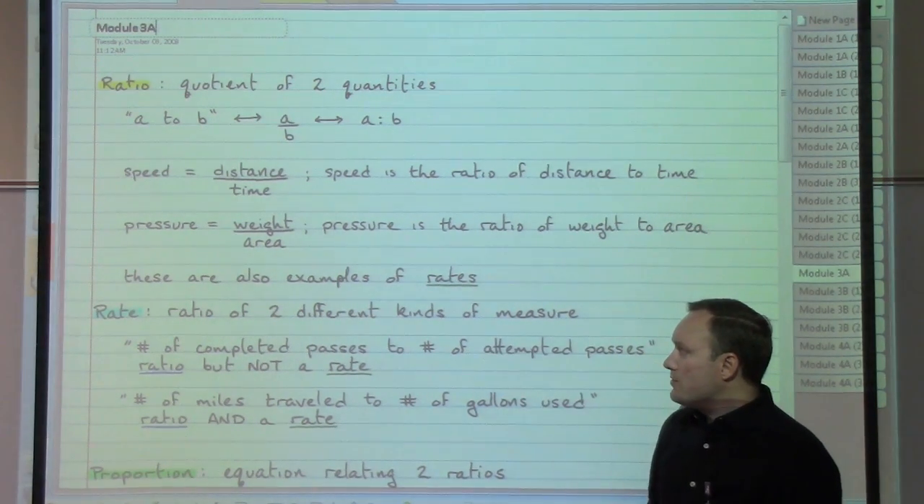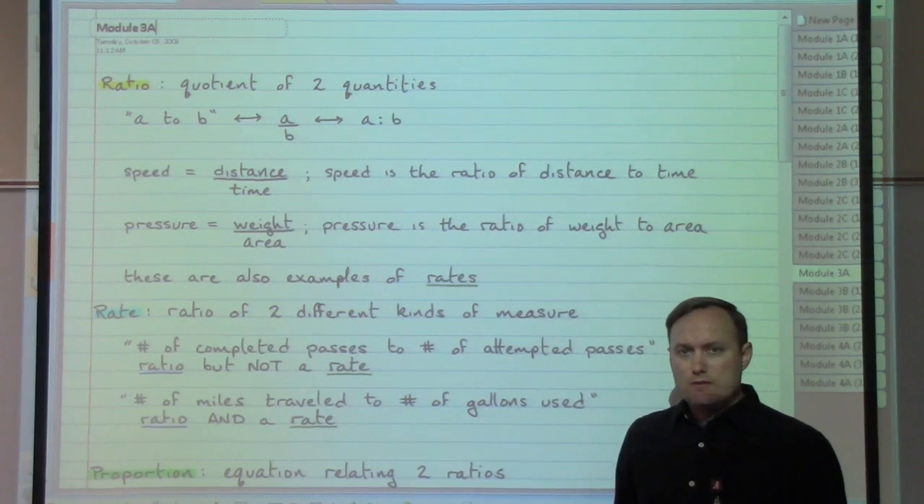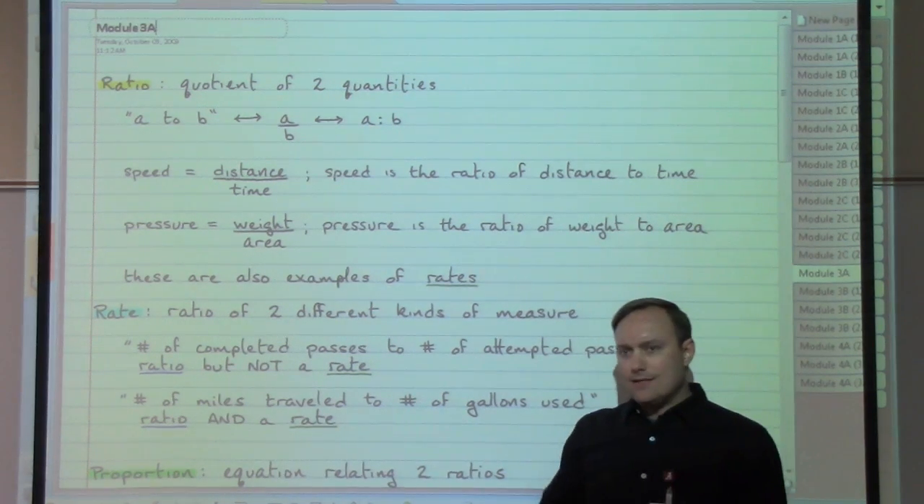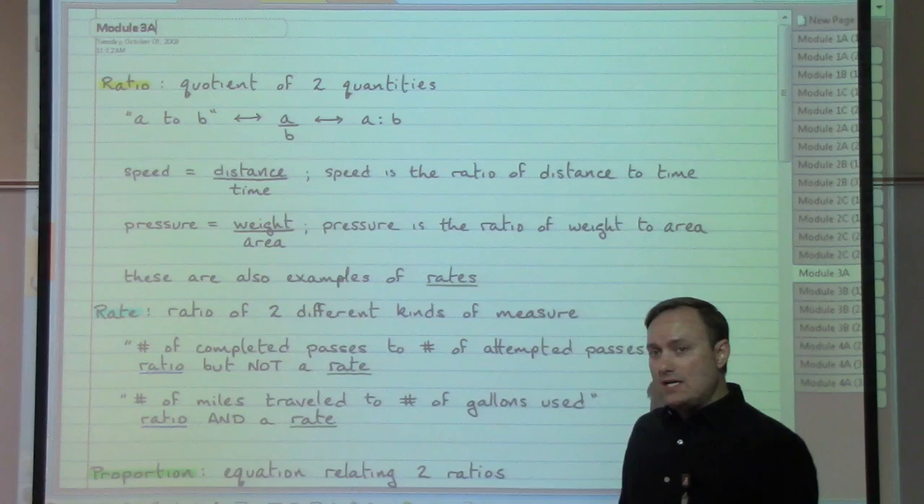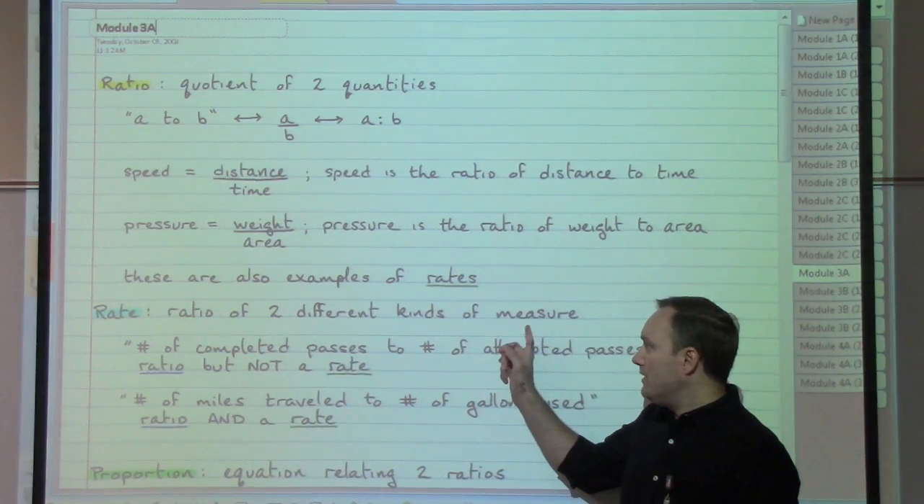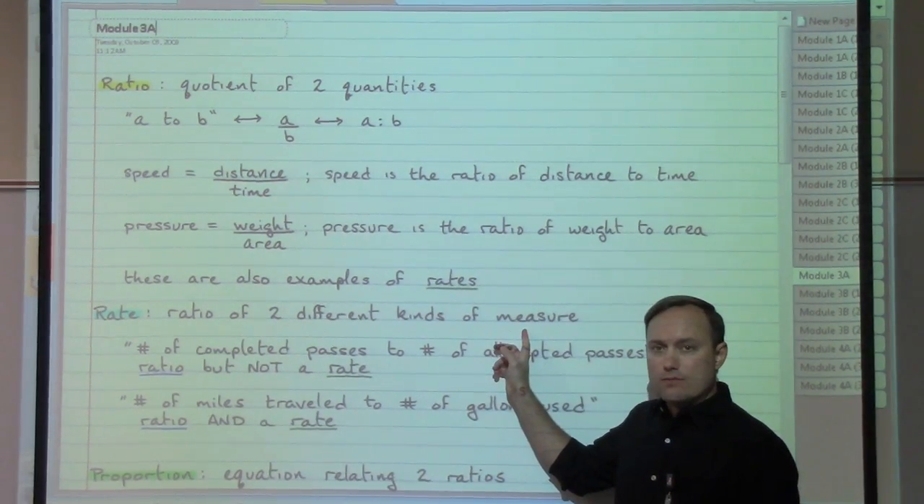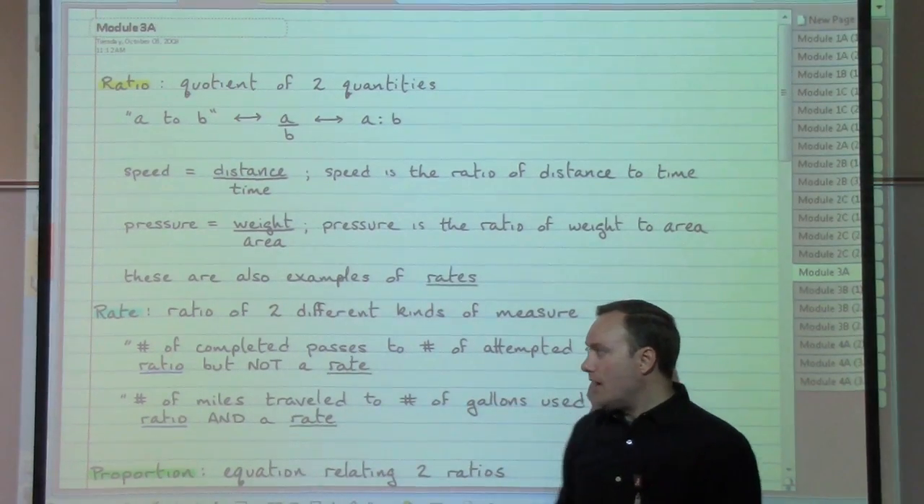As it happens, these are also examples of what we call rates. The word rate is used as a distinction. This is going to be a very particular kind of ratio where we're dealing with different kinds of measurements. So they have to be different kinds.